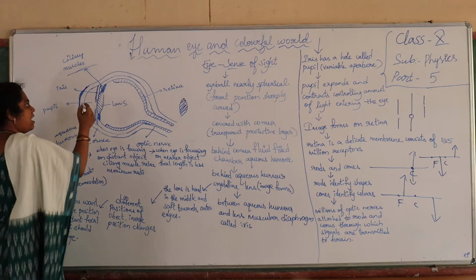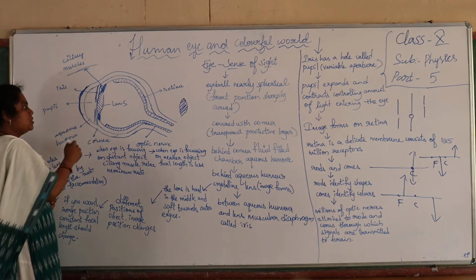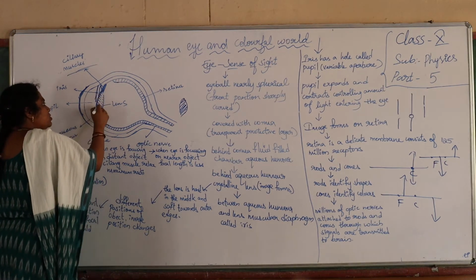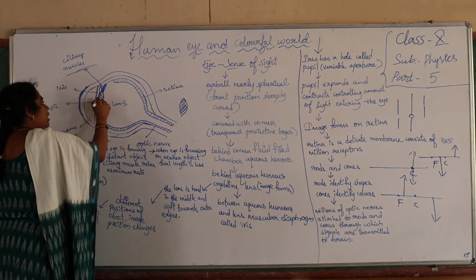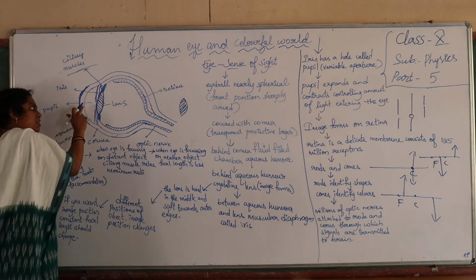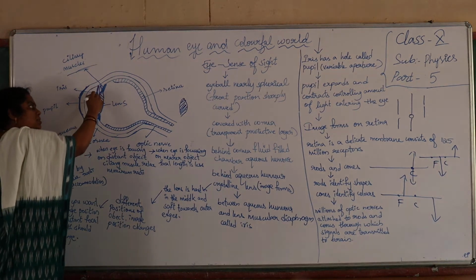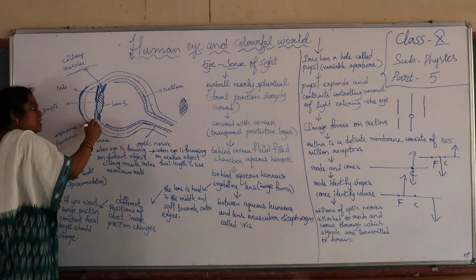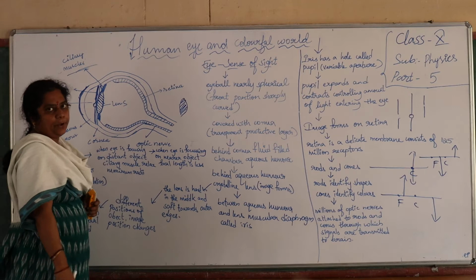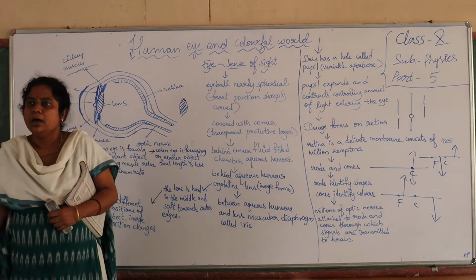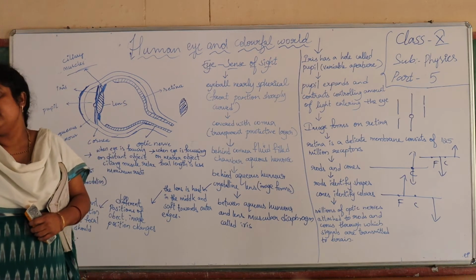And the eye has a liquid-filled chamber called the aqueous humor, and behind the aqueous humor it has a crystalline lens. Between the aqueous humor and the crystalline lens there is a muscular diaphragm called the iris. The iris has an opening called the pupil, and the pupil is called a variable aperture because it will change its size depending upon the amount of light entering.